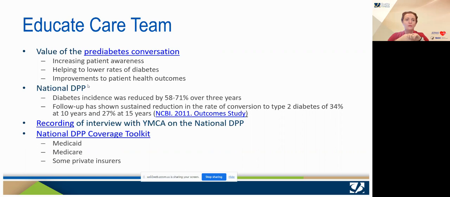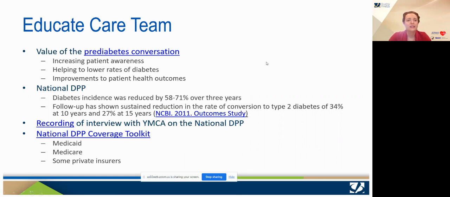So the value of the prediabetes conversation is that it helps to increase patient awareness, helping to lower rates of diabetes, etc. One of the biggest discrepancies we see in referring patients is they are not always aware that they have prediabetes. So if our providers aren't having the conversation with patients and letting them know that they're falling into a prediabetes range, then patients are unaware. So it starts with educating staff. It starts with staff being aware of prediabetes and being able to have the prediabetes conversation.